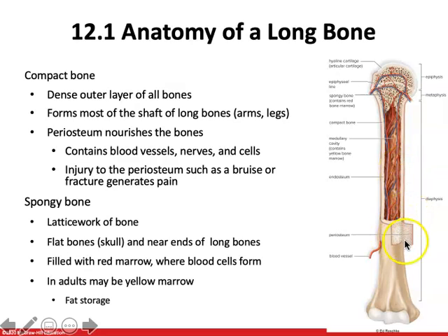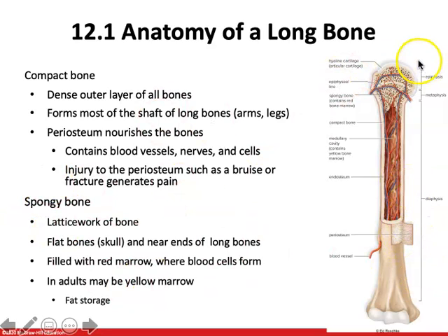It's going to be covered by the periosteum, which is going to be this thin fibrous layer on the outside. The periosteum is what contains blood vessels, nerves, and cells involved in bone growth and repair. So this is going to be the region that is responsible for nourishing the bone and protecting that bone and helping to heal that bone. Injury to the periosteum, things like a bruise or even a fracture to that periosteum, can be very, very painful. And that's because that's where the nerves are going to be located.